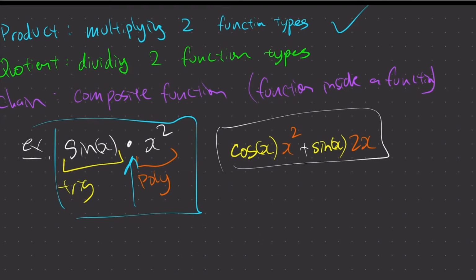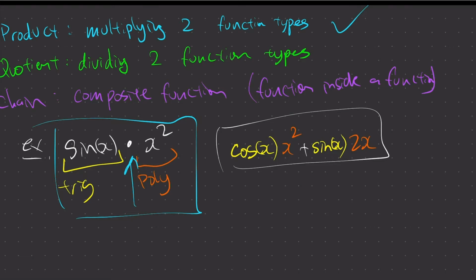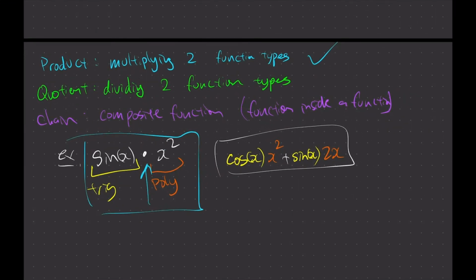Very simple. Just remember, d the first, do not d the second, and then plus d the second, do not d the first. Okay. Here, this is the derivative of this, right? So d this, get this. Do not d this, copy it. Then do not d this, copy it. D this, boom. Okay, that's product rule. Very simple. When do you use product rule?